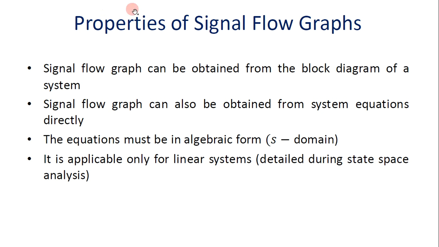So let us check the properties of the signal flow graph. A signal flow graph can be obtained from the block diagram of a system, and it can also be obtained directly from the system equations, and the equations must be in algebraic form, that is, polynomial. Next, it is applicable only to linear systems.